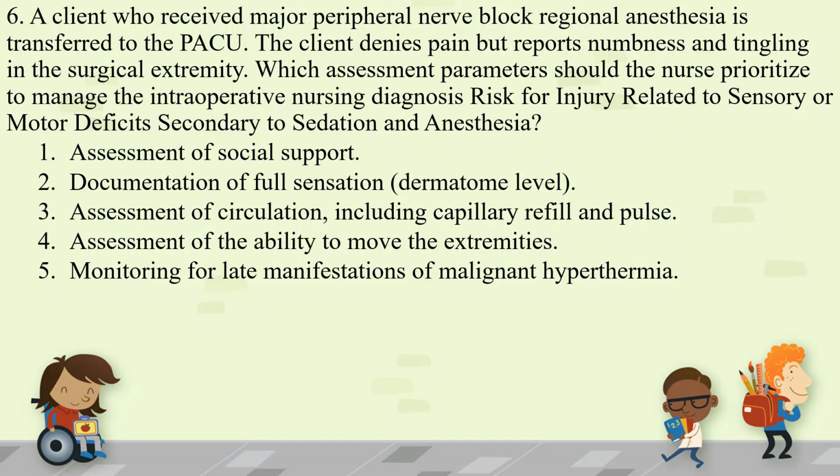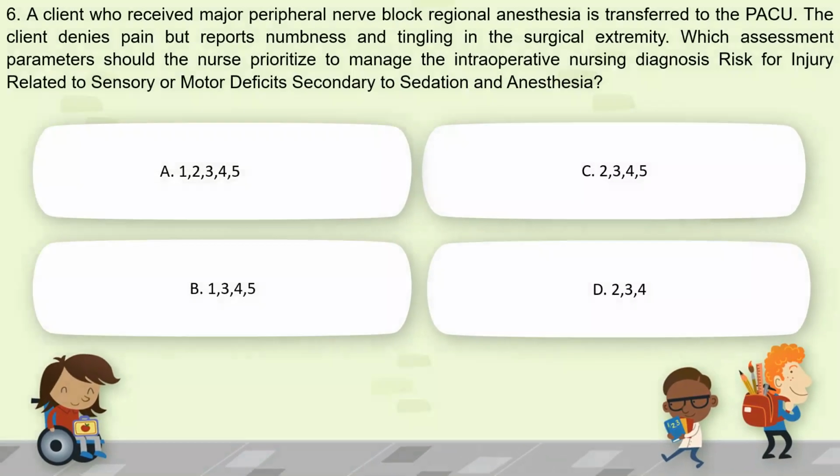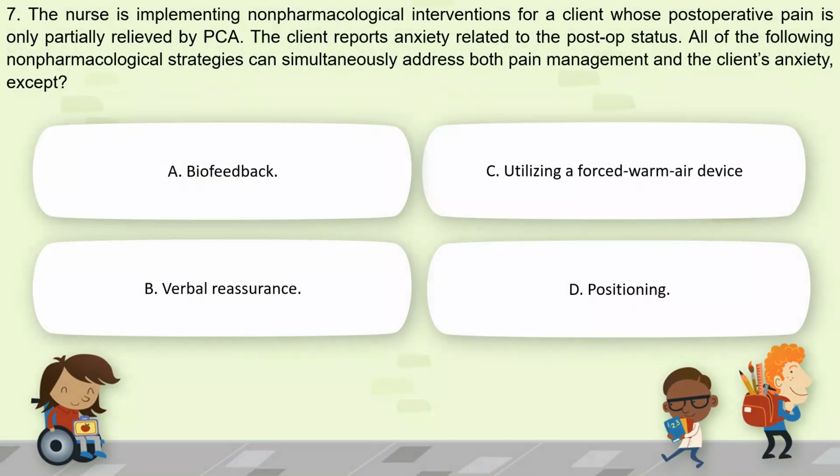That is documentation of sensation, assessment of circulation, and assessment of ability to move extremities, except one and five, because they are not specific for risk for injury. Number six, the best answer is two, three, and four, and that is letter D. Two, three, and four.